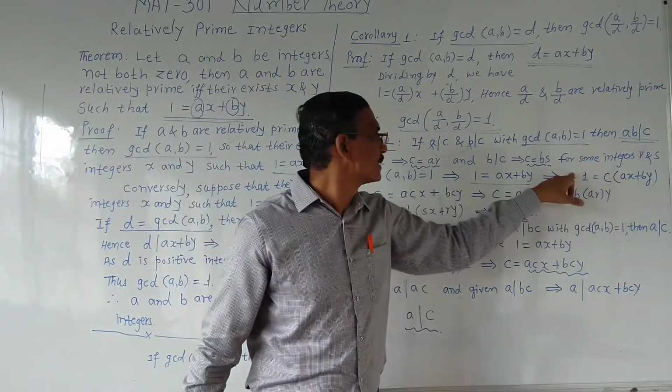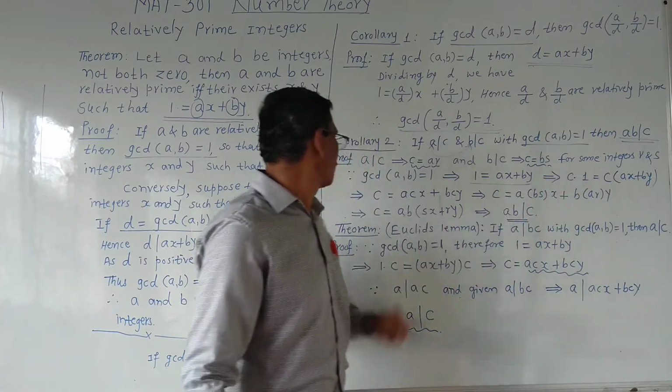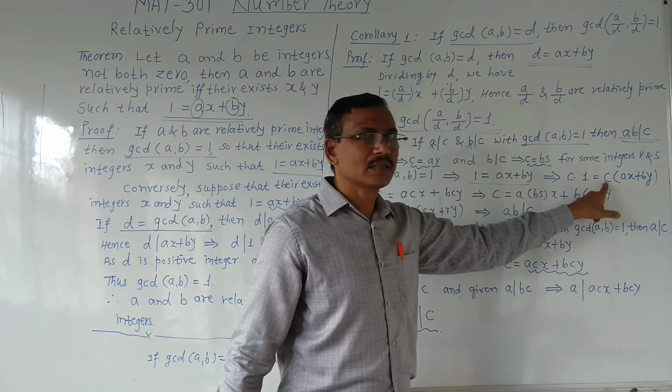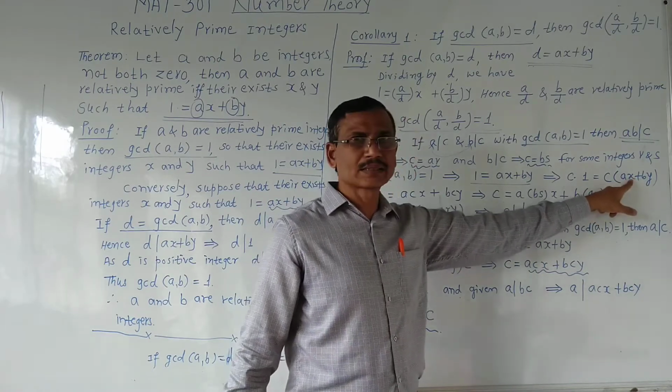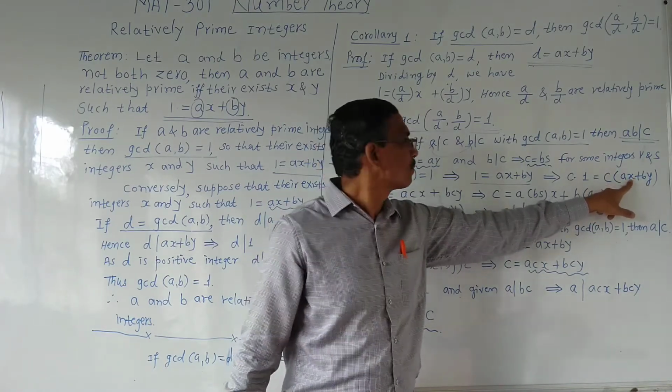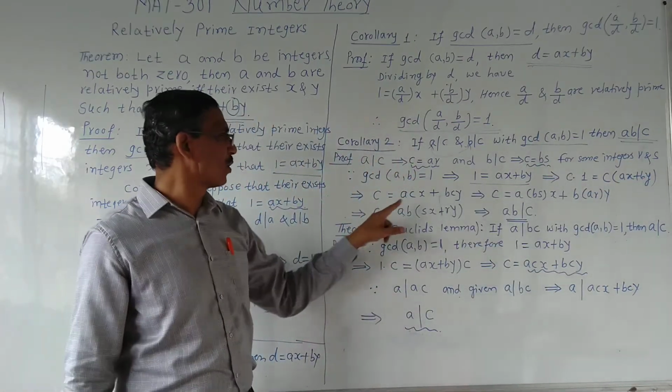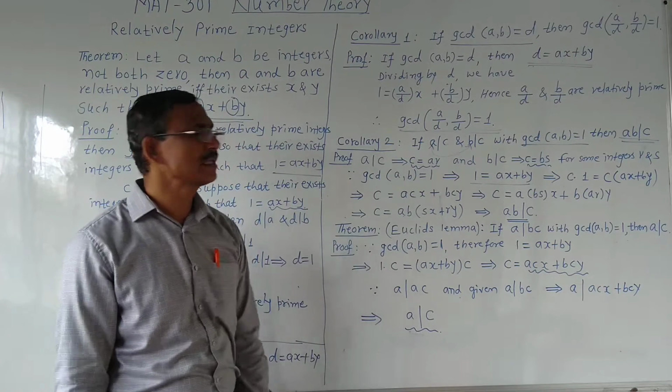Now multiply both sides by c. Multiplying both sides by c, the left hand side becomes c, and the right side can be written as a into c into x plus b into c into y. That means c is equal to acx plus bcy.